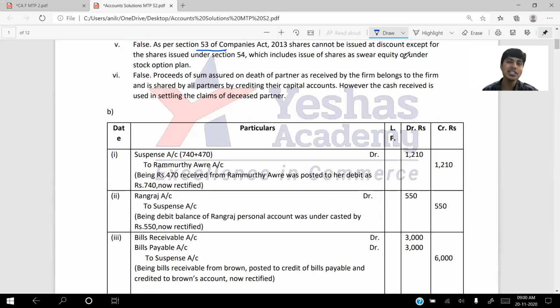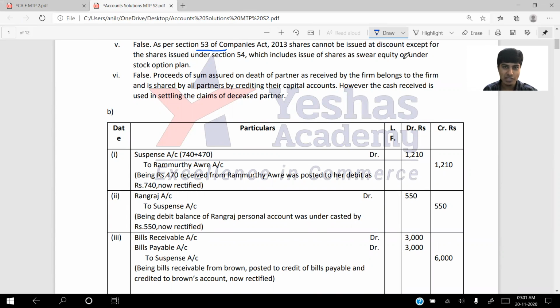When they prepared the trial balance, it didn't tally. Then they had written suspense. Now we're rectifying. So what is the entry? Suspense account debit to Ramurthy account 1210. If you are not finding this comfortable, you can go back and do the wrong entry, reversal of the wrong entry, and the correct entry approach.